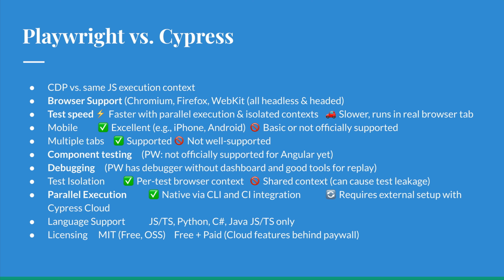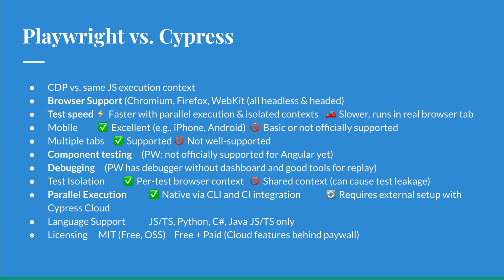Language support is bigger in Playwright because of how it runs as a Node app outside of your app. For JavaScript it is a Node app, but it interacts with the browser protocols, whereas Cypress is running in the JavaScript context. So it was only JavaScript and TypeScript for Cypress. And then the licensing is more free or open source with an MIT license, whereas Cypress got a bit more commercialized with the cloud features, which is behind a paywall.